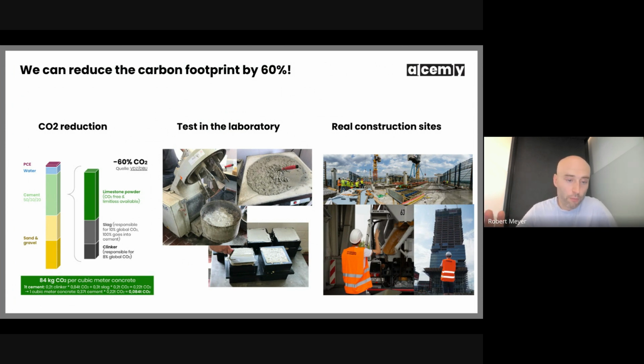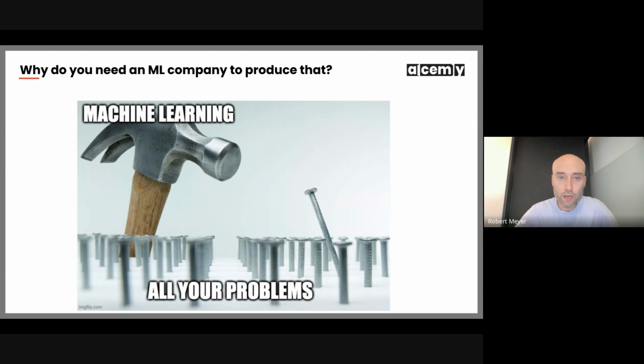So these low carbon recipes exist. They can already be deployed these days in the wild. You can use that to build real skyscrapers. That's great. So you might ask, okay, that's super. Why do you need a machine learning company to actually do that?